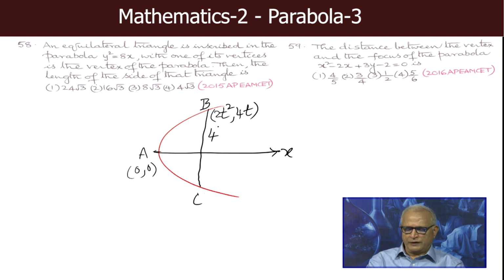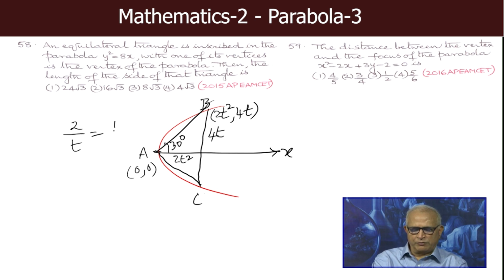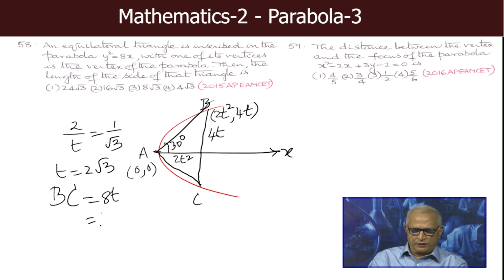So, this is 4t and this is 2t square. Because the triangle is equilateral, this is 60 and this is 30. So, what is tan 30? 1 by root 3 equals 4t by 2t square. So, that is 2 by t is equal to 1 by root 3, or t equal to 2 root 3. And therefore, what is BC? The length of the side of the equilateral triangle is BC, that is 8t, which is equal to 16 root 3. That is the length of the side of the triangle, which is the second option.